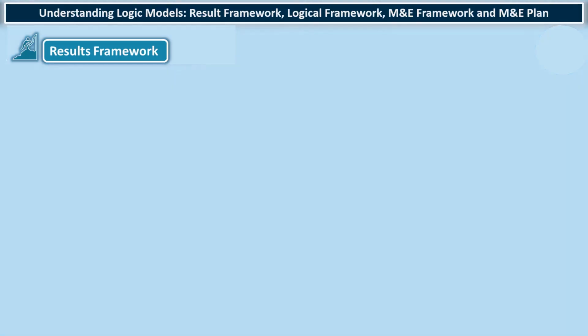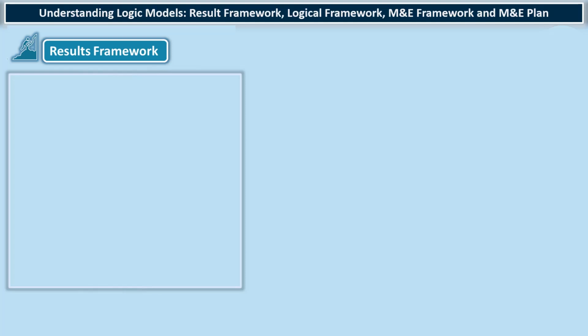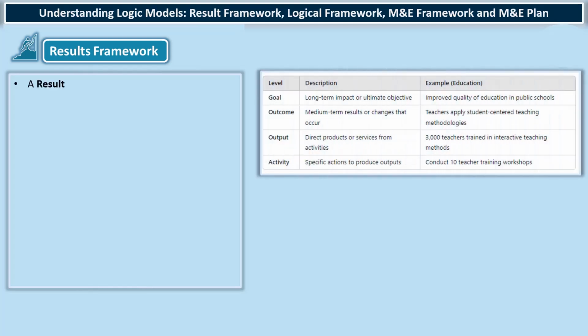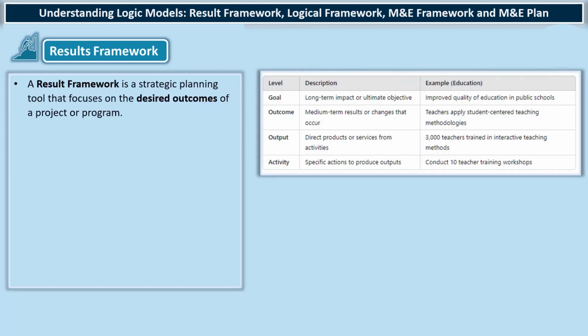We will start from a result framework. This is one of the documents which we need to develop before all other logic models. A result framework is a strategic planning tool that focuses on the desired outcome of a project or program.